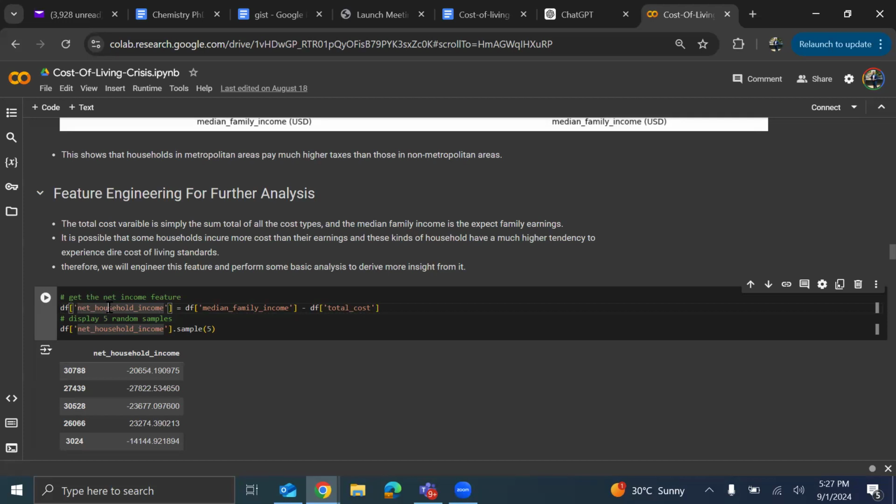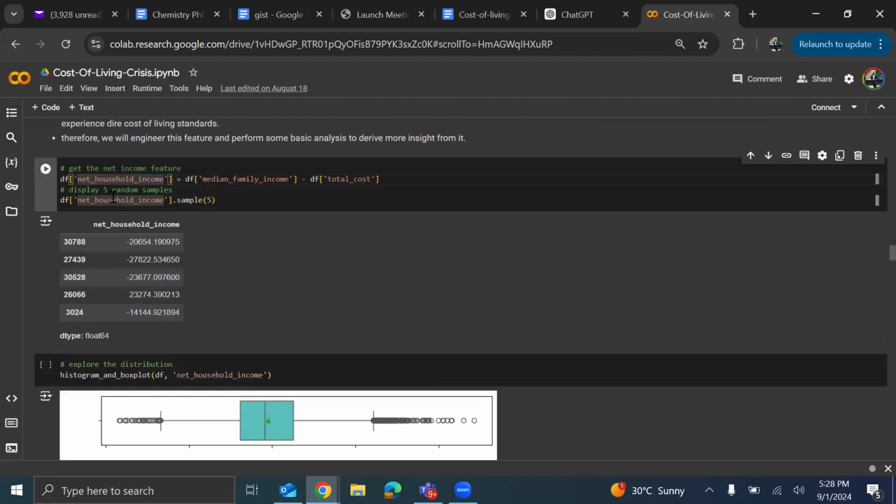You can easily make your life better, right? That's why I created this net household income. So you can see I explained here the total cost is simply the sum total, right? The median is it. So it is possible that some households incur more cost than their earnings. And this kind of household has a much higher tendency to struggle with their cost of living standard, right? So I created a new column called net household income.